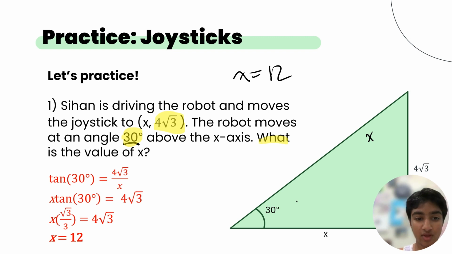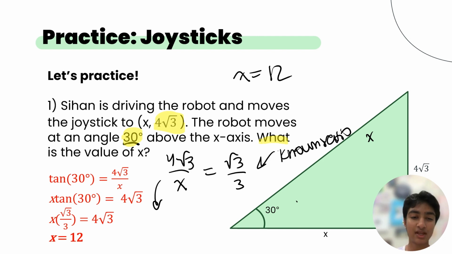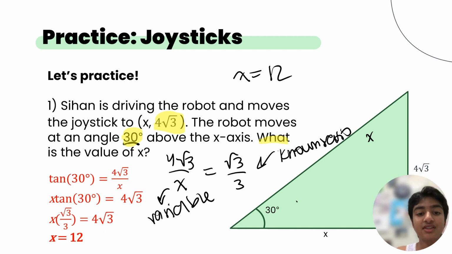The answer key kind of solved it in a different way, but you can also solve it like how I showed you: 4 root 3 over x equals root 3 over 3. This is the ratio that we know, the known ratio, and this is the ratio that we're not trying to find. We're trying to find the variable. This is the ratio that we've been given to work with.